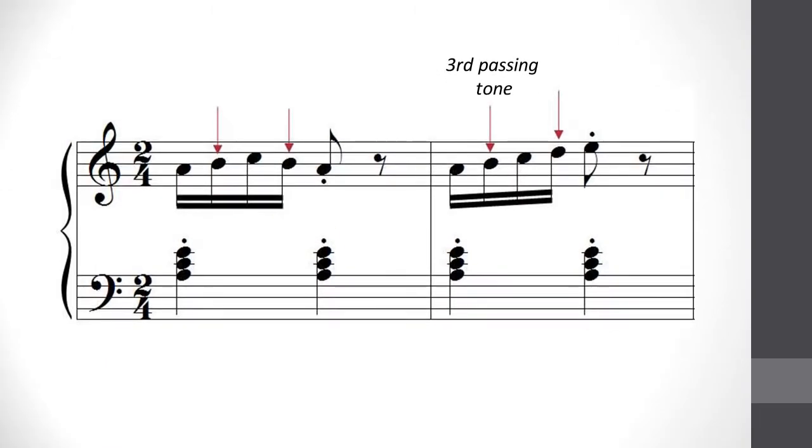The third passing tone. The first three notes in the second measure are A, B, and C. B is the passing tone because it is between the chord tones A and C. It also moves in a stepwise and continuous motion upward.